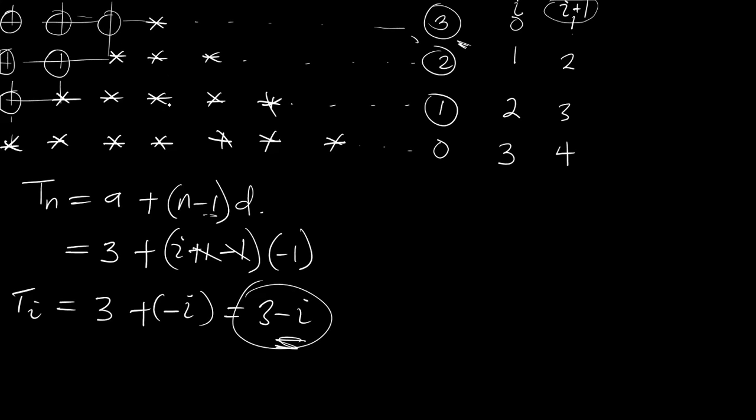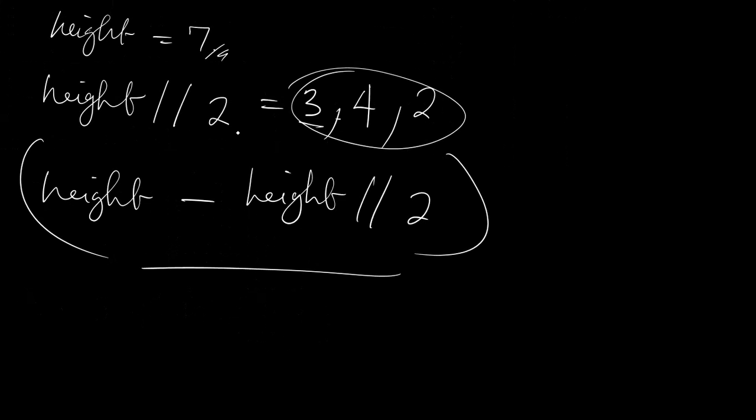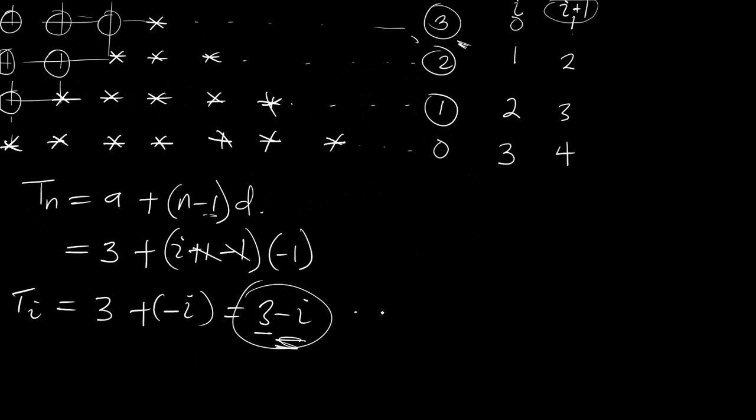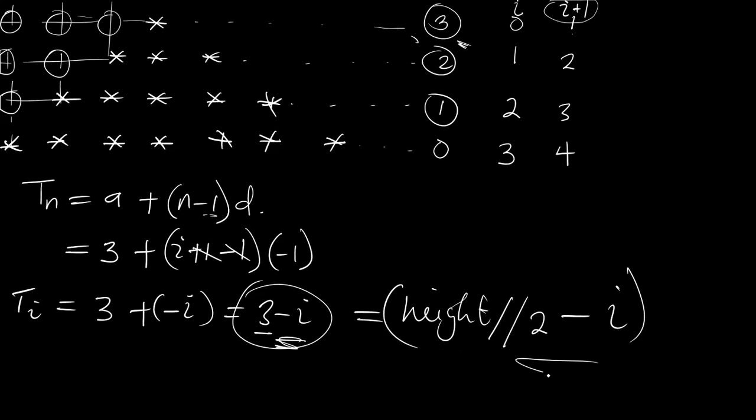You see, if it is 5, it will reduce to 2. So this 3 is the same thing as what we got here. If height is 5, this is 2. If it is 9, this will be 4. If it is 7, it's 3. So this 3 here, we can now change in terms of the height to be height divided by 2 minus i. So this is what we're going to use for these spaces.